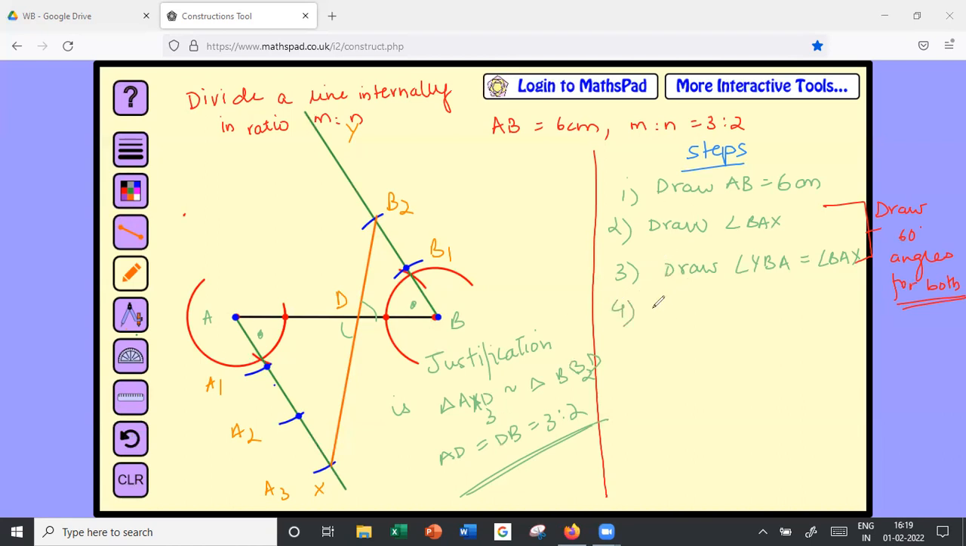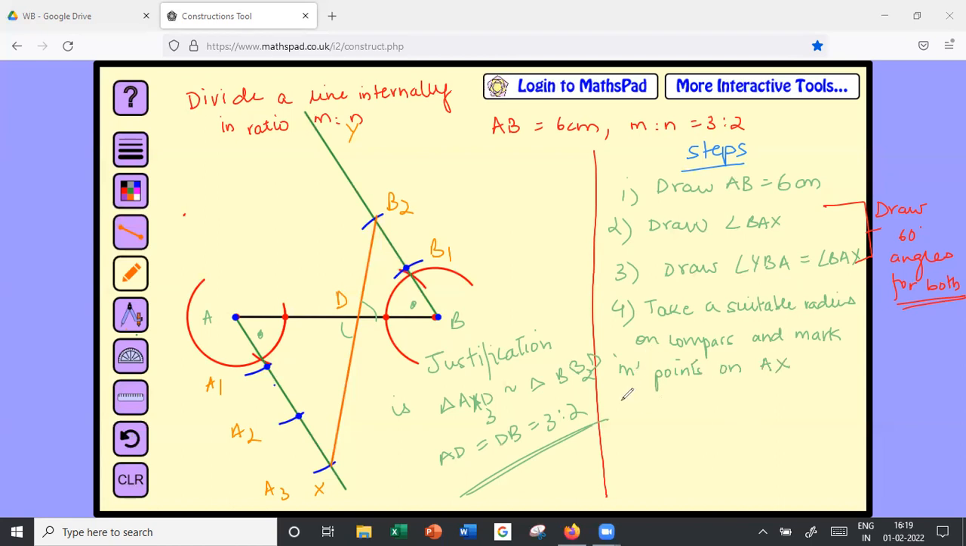You take a suitable radius on the compass and draw, or point, or I don't know, mark. Yeah, mark would be a better word. Sorry. Cool. And mark M points on AX.